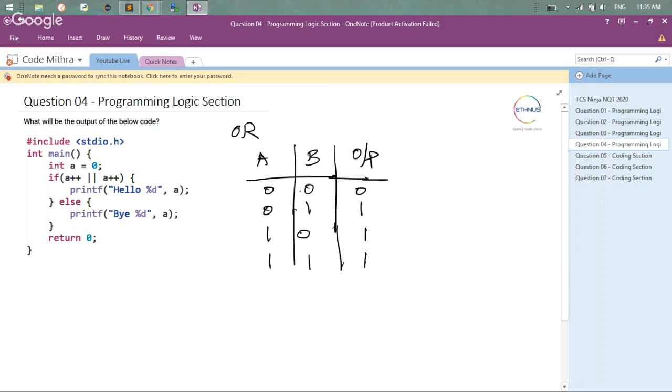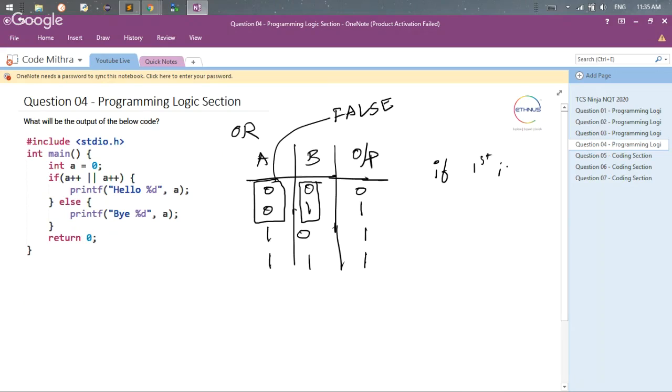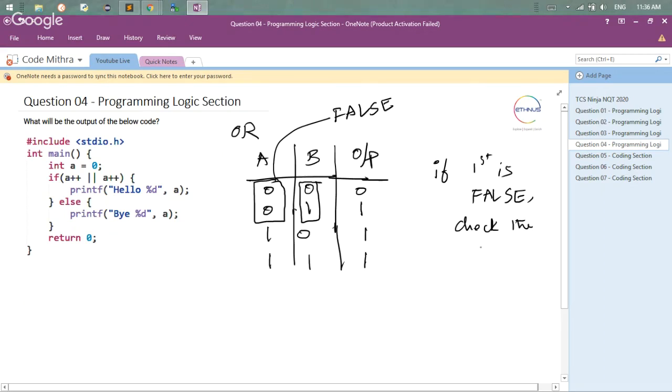Now, why is this important for us? This is important because you need to understand one basic thing about OR. If the first input is 0, in other words, if the first input is false, I need to check the second input. Okay, if the first input is false, please understand this. This is where most of the students have gone wrong in TCS Ninja. So if the first input is false, check the second.